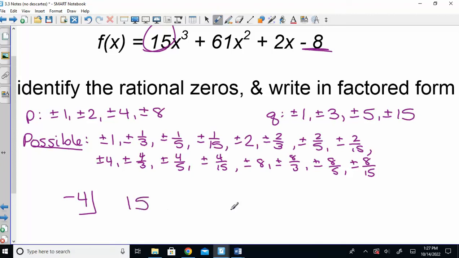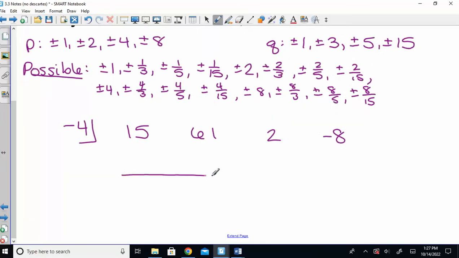All right, so once we have one of these, then we do our synthetic division. 15 comes down. Negative 60 adds to 1.